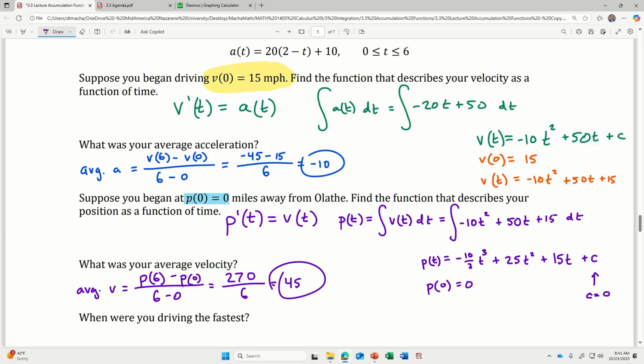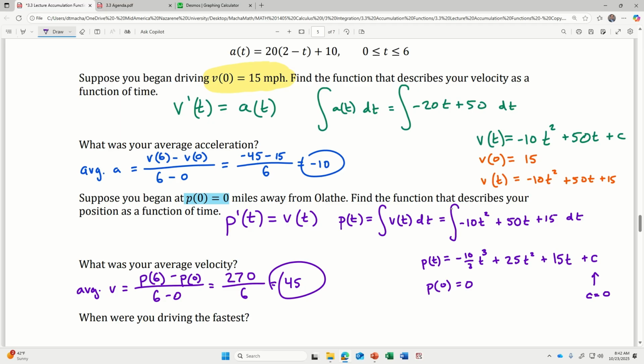Any questions so far? So earlier, like a few weeks ago, we were doing the same kind of problem, but we were starting with the position function, and then we were taking derivatives to find velocity, and taking derivatives to find acceleration. This time we're starting with the acceleration function, so working in the opposite direction. We have to take an antiderivative to get velocity, and another antiderivative to get position.